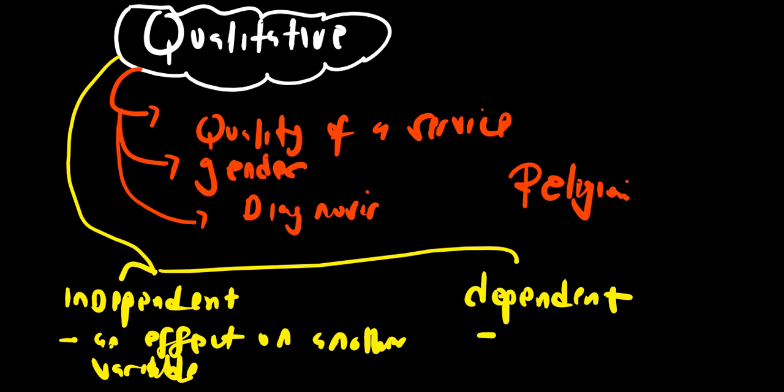So now what would be a dependent variable? This is a variable that is presumed to have an effect which is brought about by another. It means that for it to be there, it depends on another variable. That's what we're talking about here.